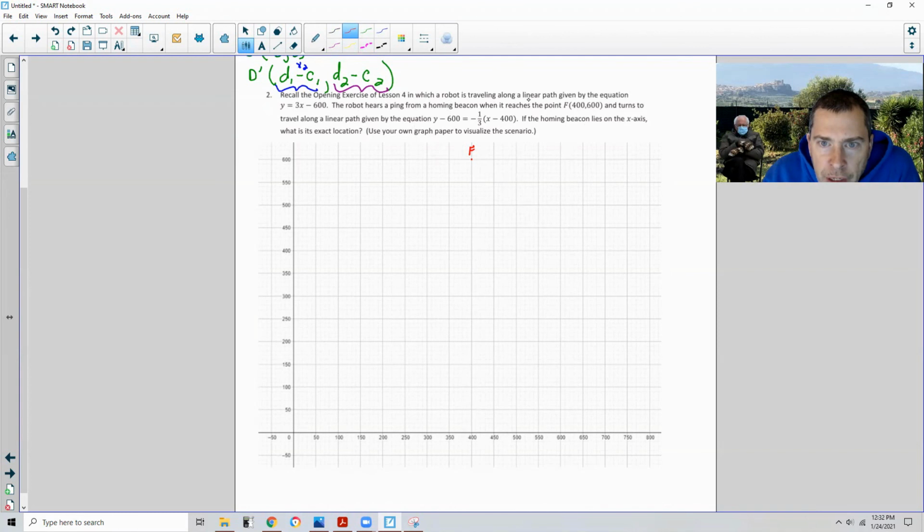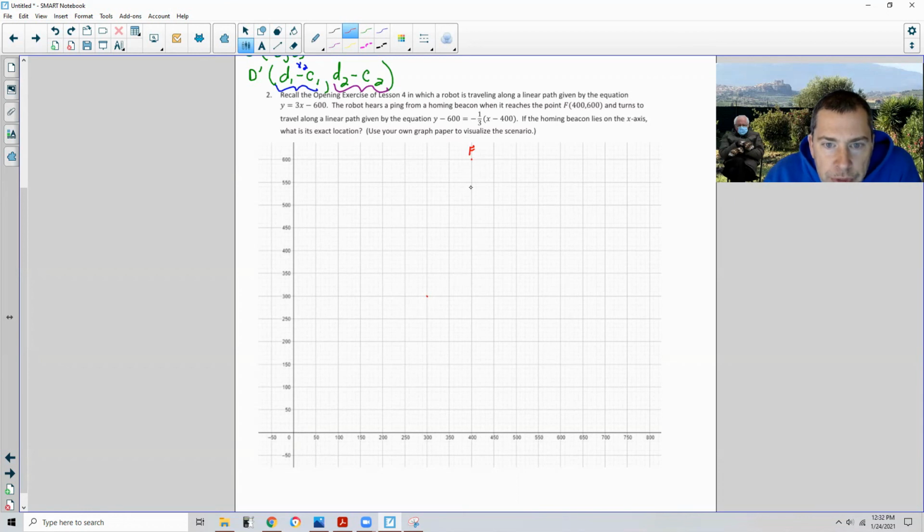A robot is traveling along a linear path given by the equation. The robot hears a ping from a homing beacon when it reaches point F. So this is the equation to get to here. We're coming down from negative 600 and we have a slope of 3. So if I'm at 600, then I have to go down 3, left 1 to have a slope of 3. Or how about down 300, left 100, which is here.